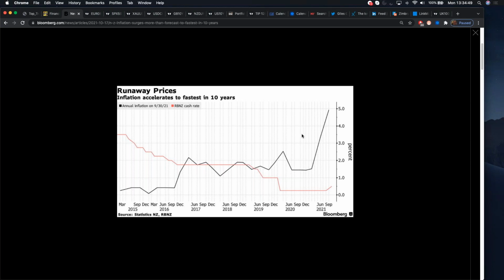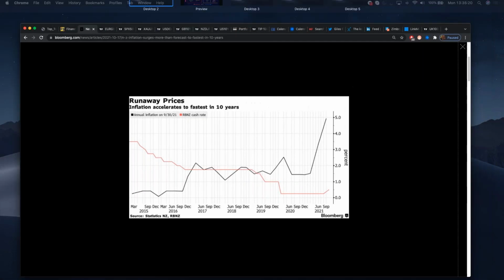There is now a 50-50 chance of a 50 basis point rate hike by the Reserve Bank of New Zealand. Now remember, Governor Orr has tried to dial back expectations of a 50 basis point rate hike by saying previously that normally central banks increase rates by 25 basis points. But markets are now fearing that this surge in inflation, the greatest in 10 years, will mean that in the November rate meeting, the RBNZ will have to hike by 50 basis points. That has really sent a surge higher in interest rate expectations for the NZD.